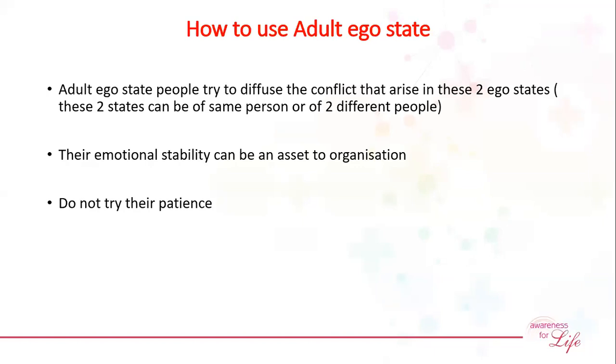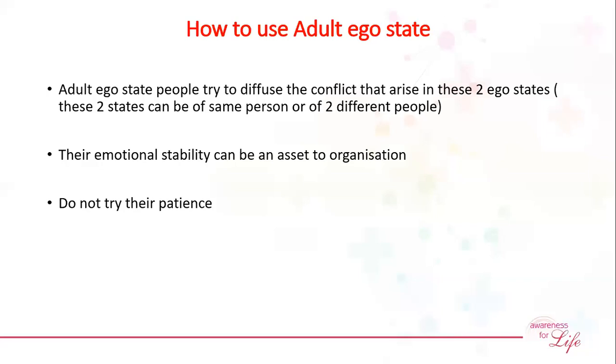Right? So the adult will always help you to diffuse the parent and the child, which are the wrong ego states that are operating. So that is why they say that developing the adult is the key to improving your relationships and yourself. Because they're emotionally very stable people, they are an asset to the organization, because whenever two people are fighting, these are the people who will always make sure that these two people stop being in conflict with each other.